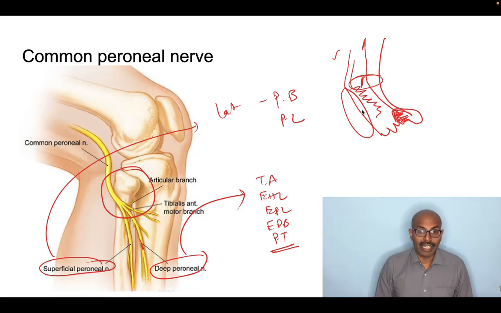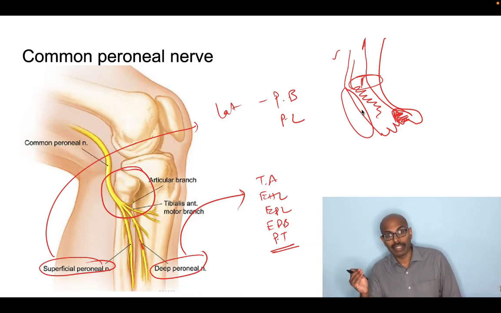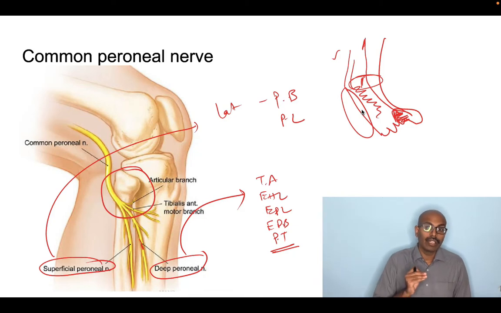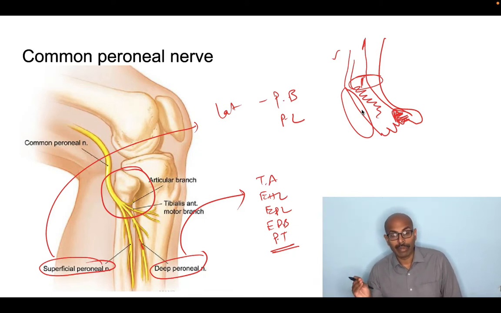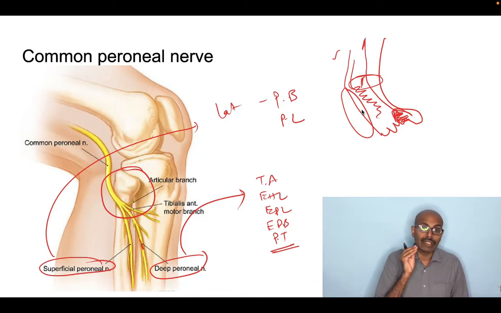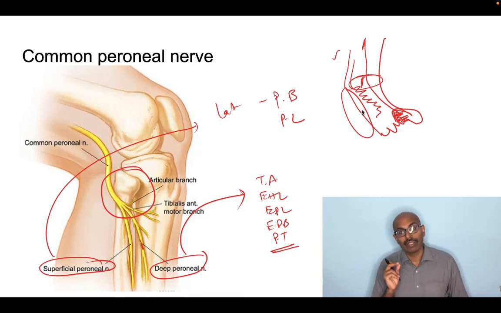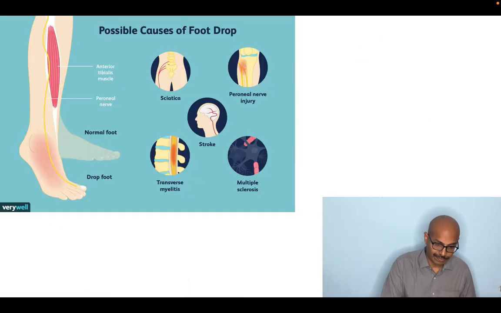So just for recap, the common peroneal nerve winds around the neck of the fibula, divides into the deep peroneal nerve and the superficial peroneal nerve. Deep peroneal nerve supplies the anterior compartment, superficial peroneal nerve supplies the lateral compartment. Deep peroneal nerve gives sensation to the first web space. Most of the rest of the dorsum of the foot is supplied by the superficial peroneal nerve.